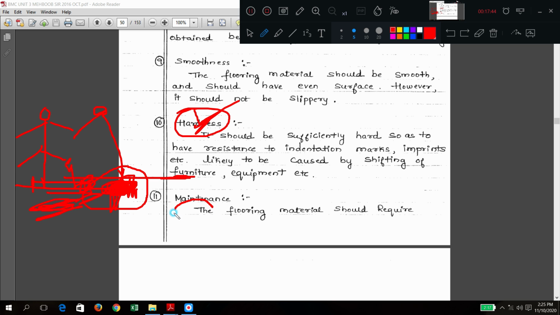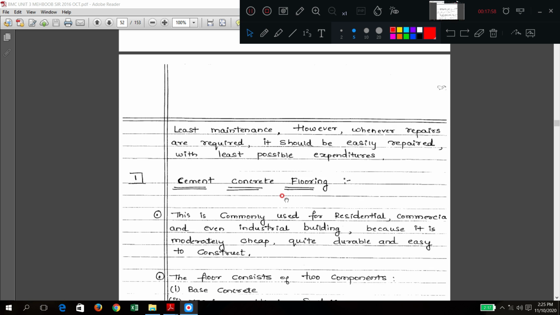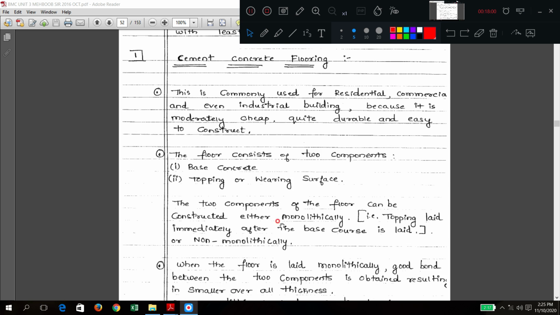What do you mean by maintenance? Maintenance is nothing but, for a longer lifetime, the maintenance or repair work should be less. So the maintenance cost should be very less.